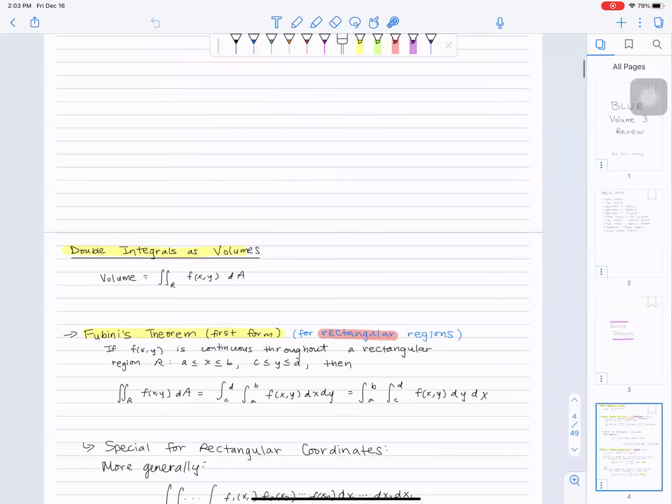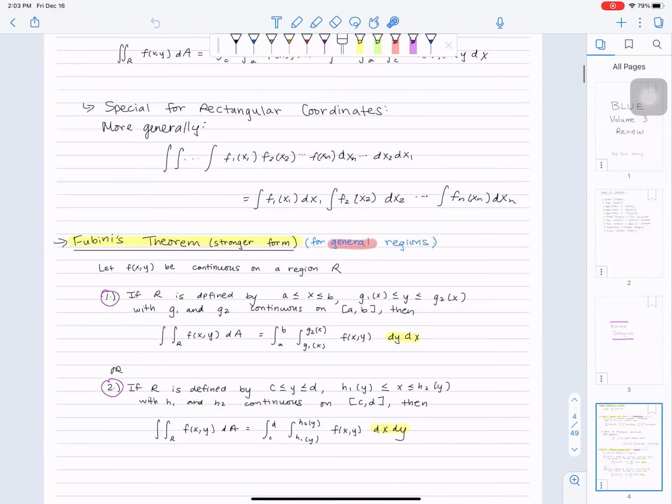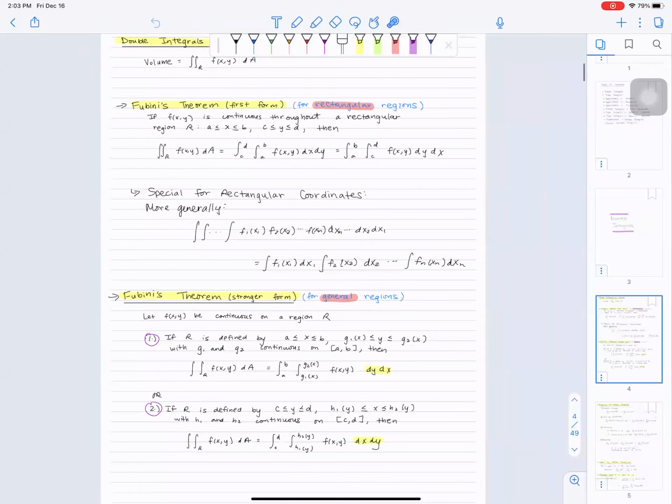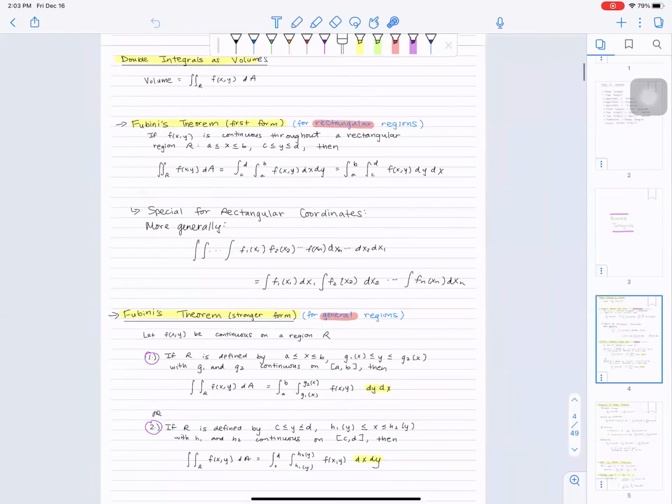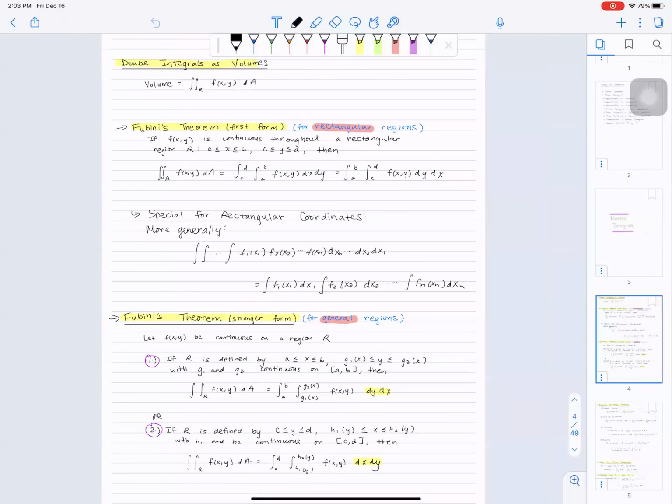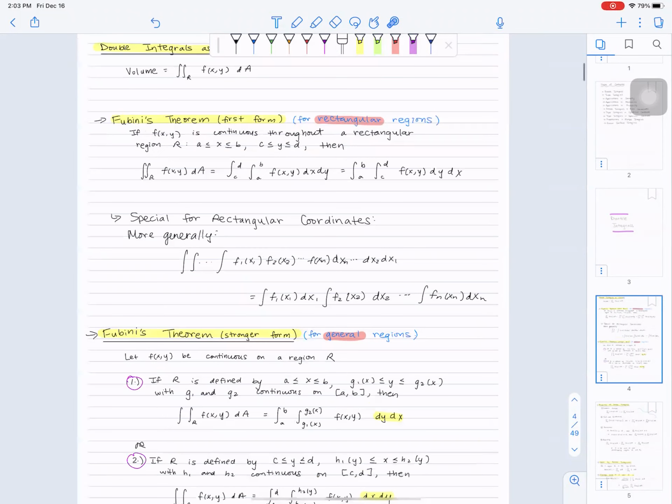Okay, so first topic, double integrals. With double integrals, we have the idea that you're always going to have some 2D region. And we have important theorems. Fubini's theorem of the first form is only for rectangular regions. What this theorem says is that all of your bounds are going to be numbers.